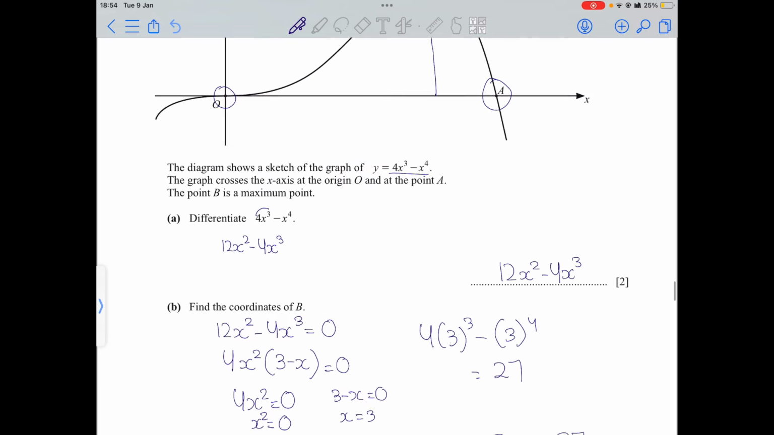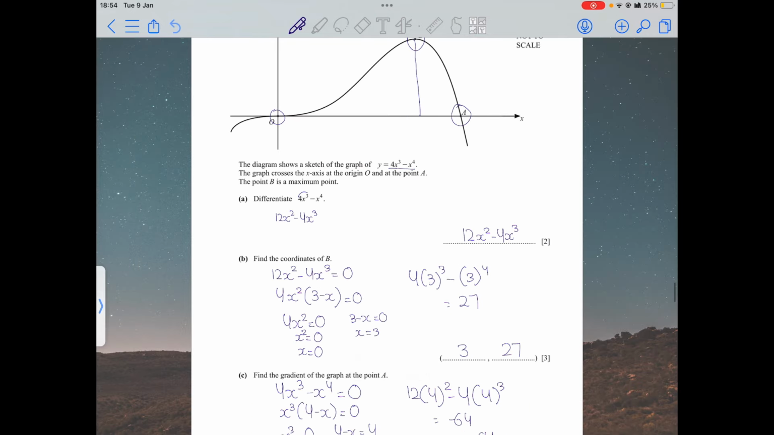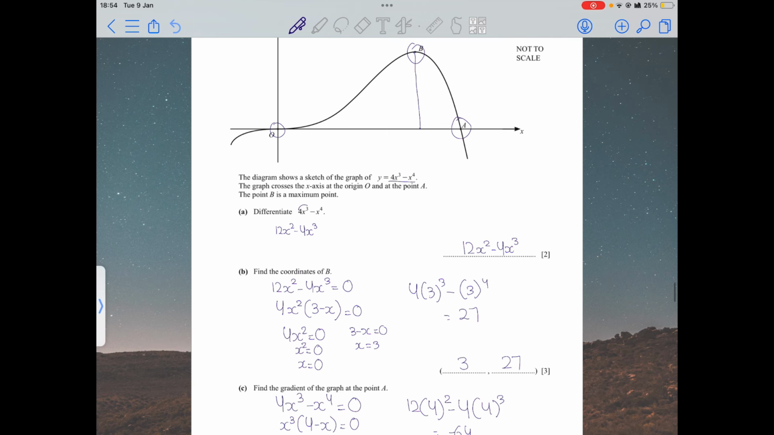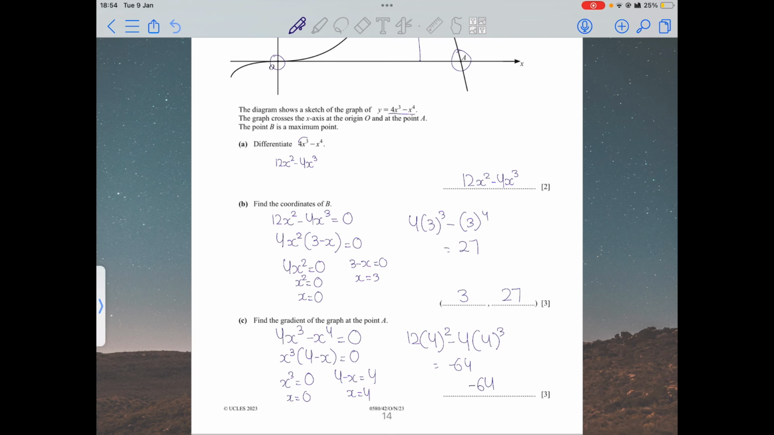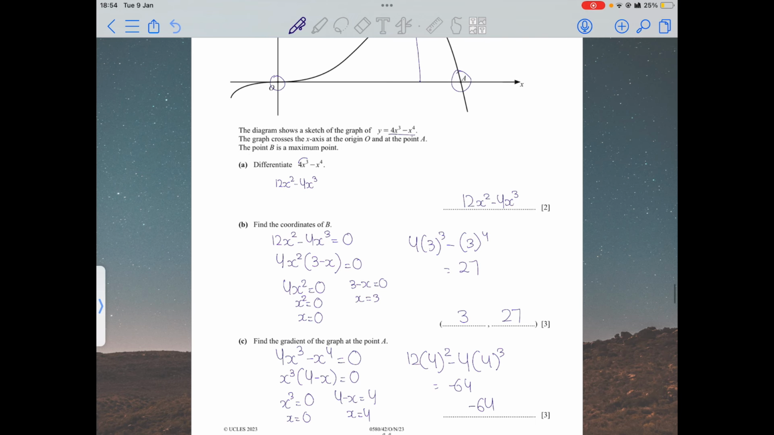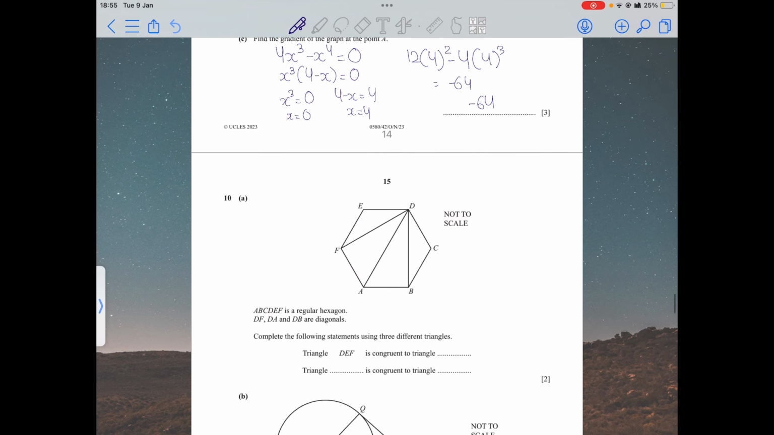Let me check my answer for the previous one, which says find the coordinates of B. So first you saw the gradient will be 0, you found the x values, and finally you found the y values. And then for part C, what we did was we found that at point A the y value would be 0. So in the original equation we equated it to 0 and found the x values, and then we found the corresponding gradient for that point, which is negative 64.